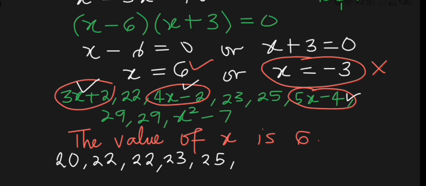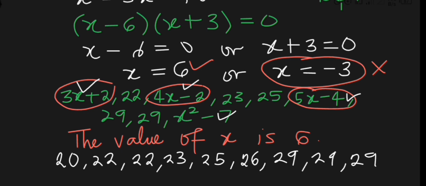The next is 5x minus 4. And that's 5 times 6 minus 4, which is 26. We've got 29 next. There is another 29. And the last applicant scored x squared minus 7, which is 36 minus 7, and that is 29.